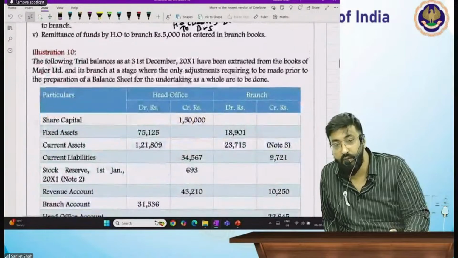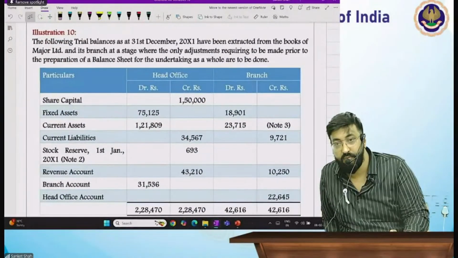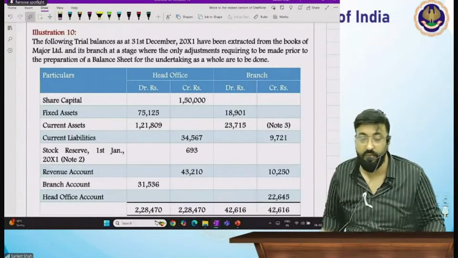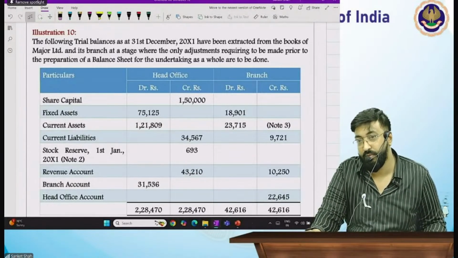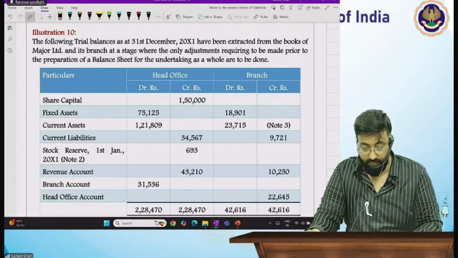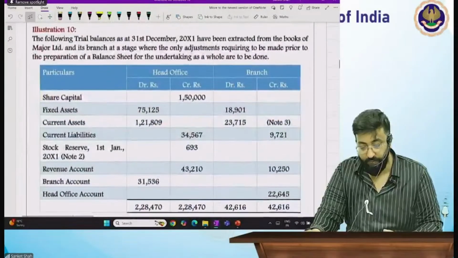Yes, Hardik, what is the question, beta? You can unmute yourself. Sir, good morning, sir. In the last question, there is no stock loss in the question, but sir, if there is any stock loss, then how to show it in the balance sheet and P&L?